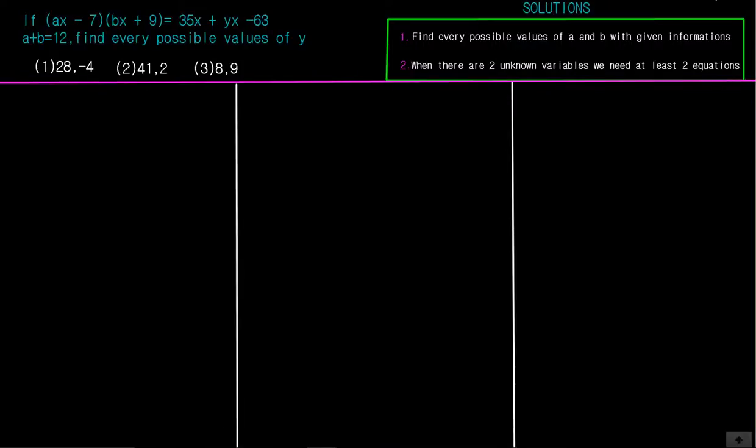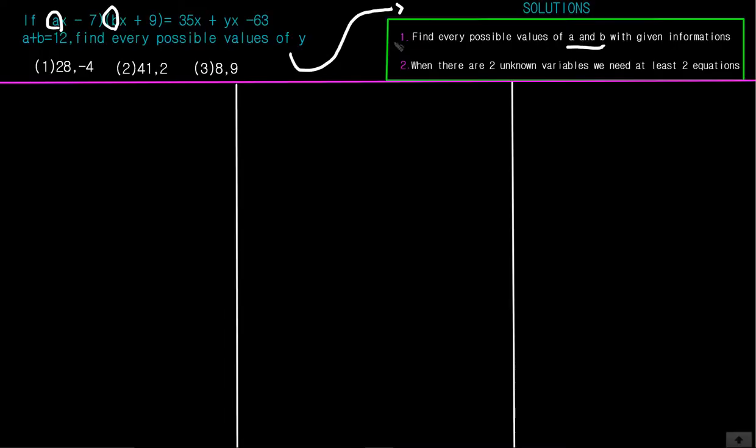So in this video, I want to talk about the exact same example as last time, but another way to approach it. And let's review our solution for it. They are formed by two steps. In step one, we need to find the value of a and b, which are the coefficients of the x terms.